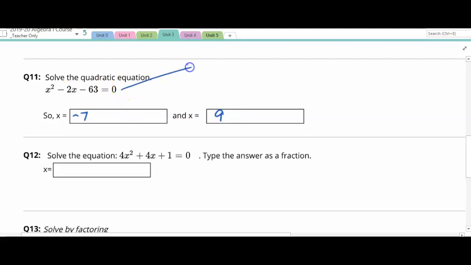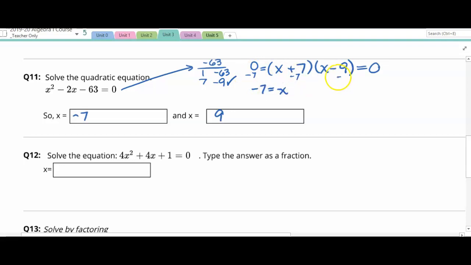Let's do this one by factoring as well. I need factors of -63. That would be 1 and -63, 7 and -9. That's my winning combination. So I get x plus 7, x minus 9. Setting each of these equal to 0, I get x equals -7, or x equals 9, which are the same answers I got by graphing.